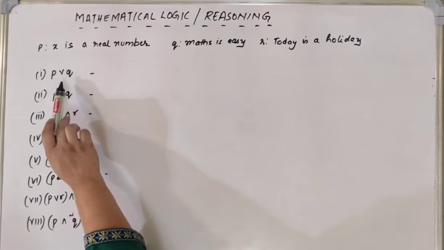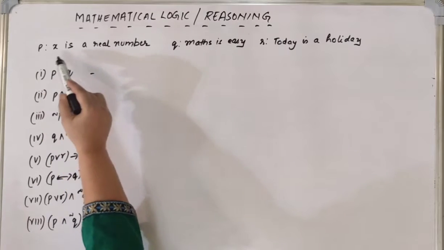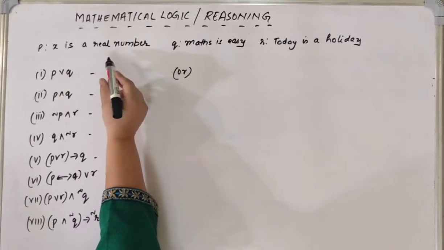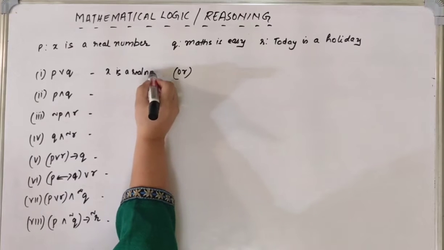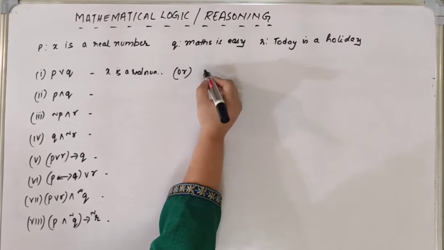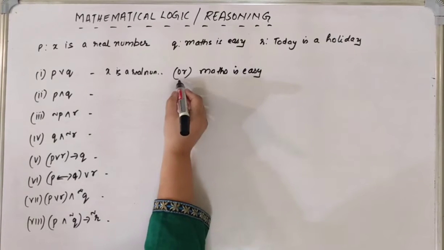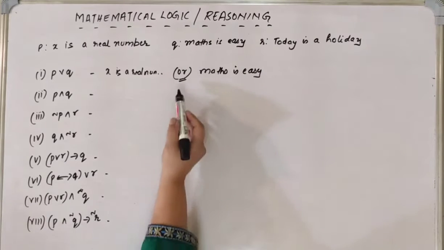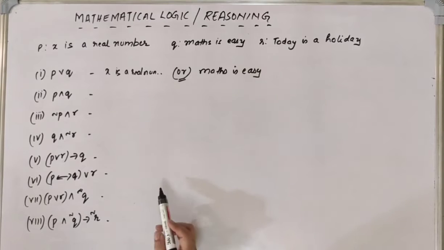So this is P or Q. Remember, this is OR. So what will happen? Between P and Q, we will just put OR. Just copy the P statement. X is a real number. Or what is Q? Maths is easy. So just remember to put this OR as a connector between these two statements. So in this entire exercise, we'll have to put the connectors.